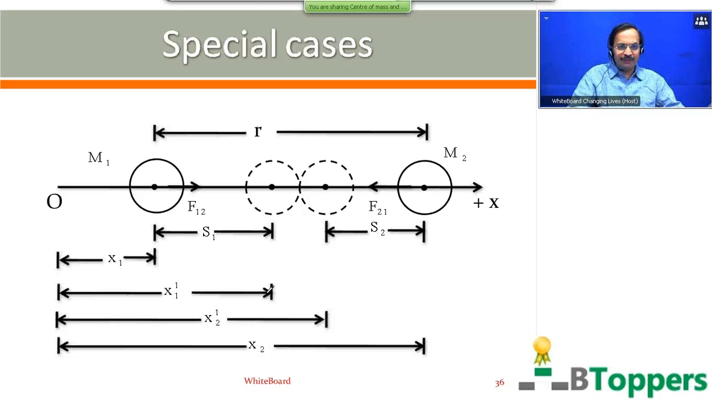X1 dash is the new distance of the center of the first sphere from origin at the instant of collision with the other sphere. X2 dash is the new distance of the center of the second sphere at the instant of collision with the first sphere. You can observe from the figure x1 plus s1 equal to x1 dash, or you can write x1 dash minus x1 equal to s1. And you can observe from the figure x2 dash plus s2 equal to x2. That means x2 minus x2 dash can be written as s2.